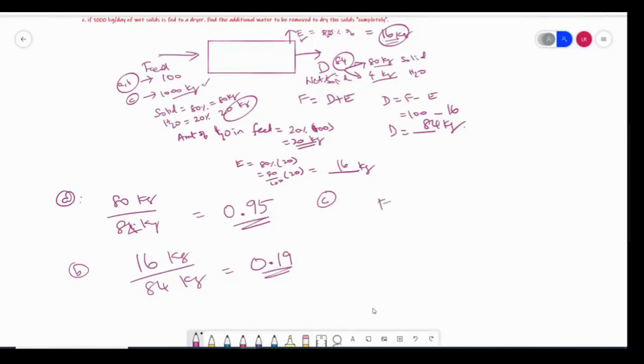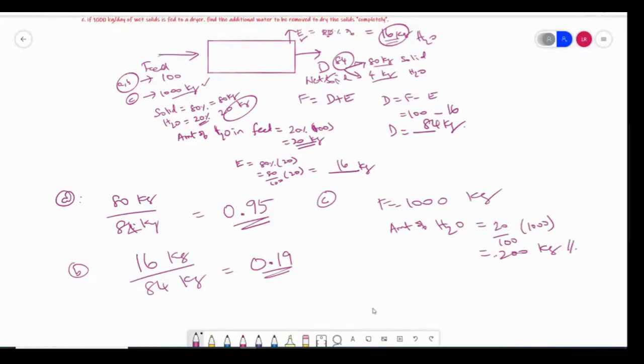So if F equal to 1000, then the amount of water is 20%. Moisture is 20%, so 20% of this is 200, right? Currently 16 kg of moisture is removed. So additionally, how much moisture is to be removed? So remember 80% of this thing, right?